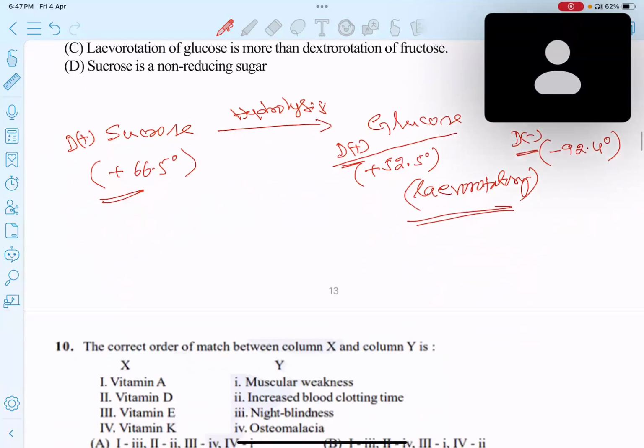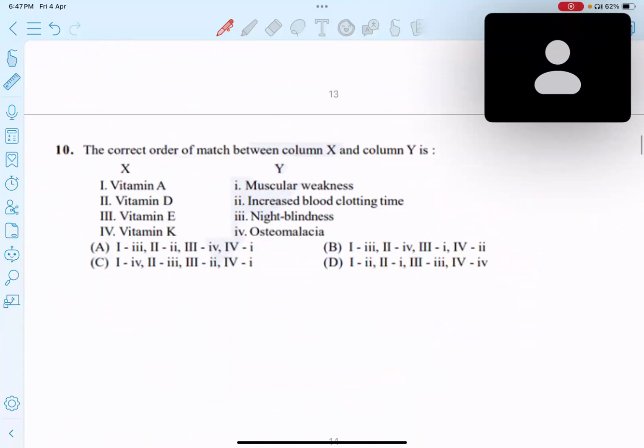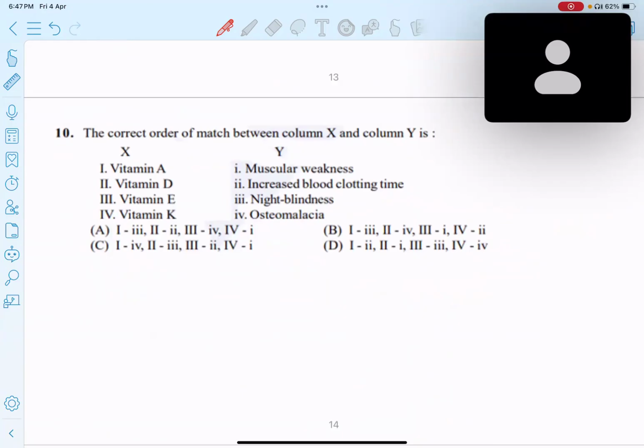Now, let us go to the next question. Question number 10. The correct order of match between column X and column Y is. Here, column X has vitamins, and column Y has their deficiencies.